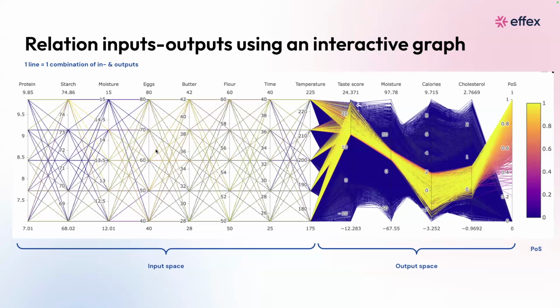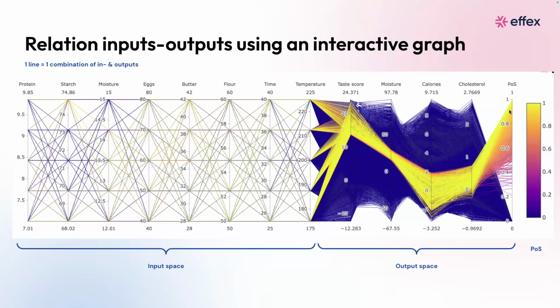It may go all the way down here, which means that it also has 28 grams of butter and so on, until a temperature of 225, for example. So here there are 5 to the power of 8 different combinations of factor values. And for each one of those, we use the mathematical models to calculate the predicted taste score, the moisture, the calories, and the cholesterol, which are the 4 vertical axes that you see here on the right-hand side.